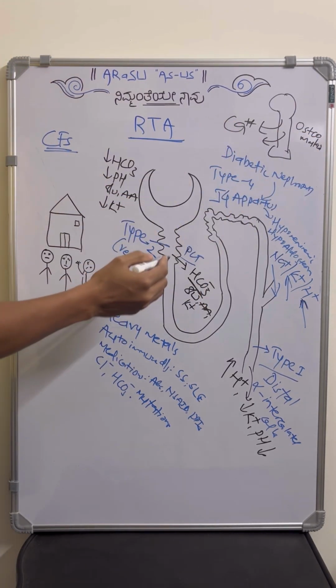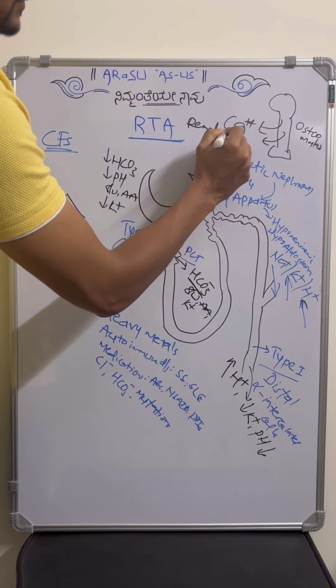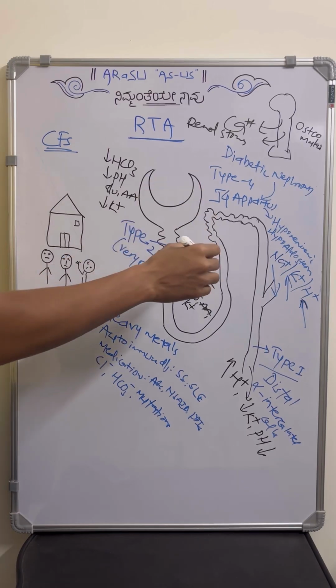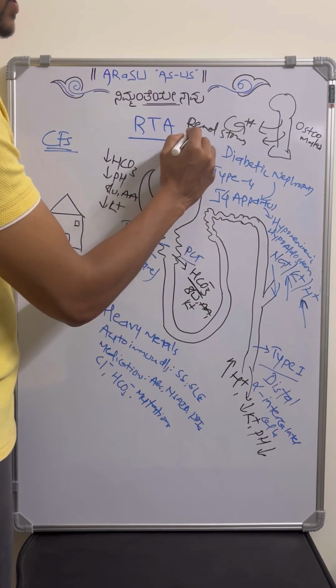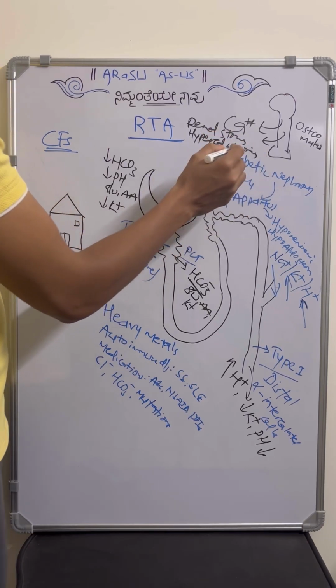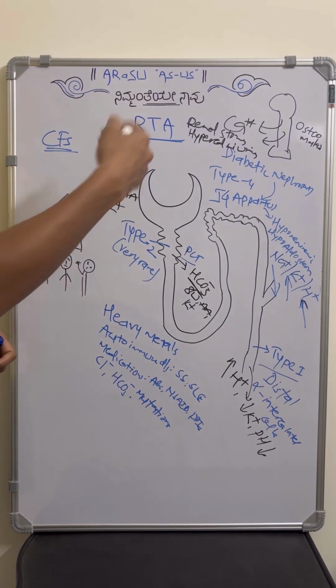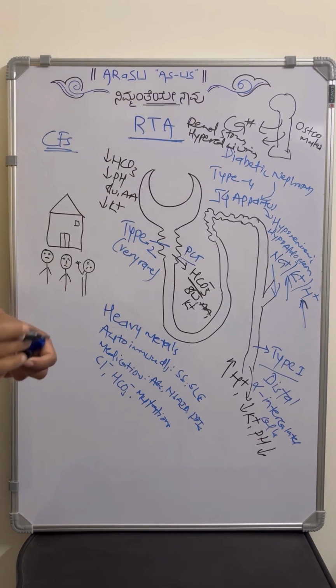And this excess calcium can lead to renal stones, because it will start getting excreted in the urine. So it can lead to hypercalciuria. If it is in excess, it can also lead to renal stones. So this might be another manifestation of any type of renal tubular acidosis.